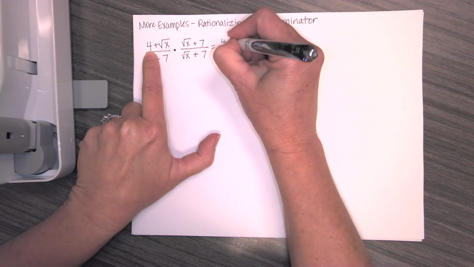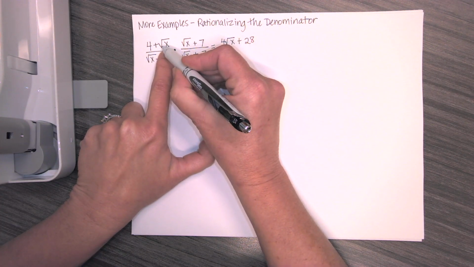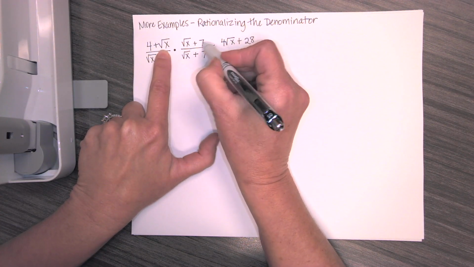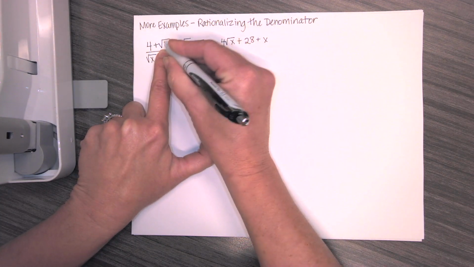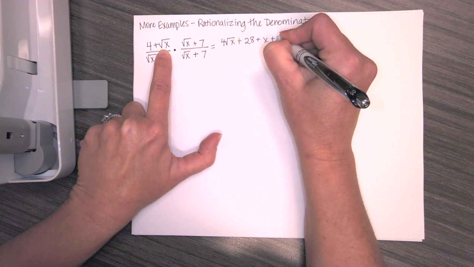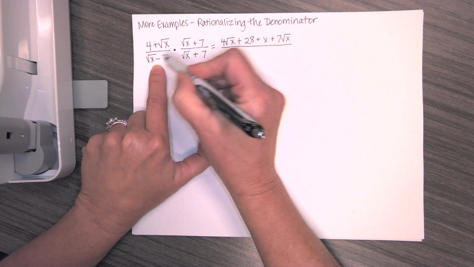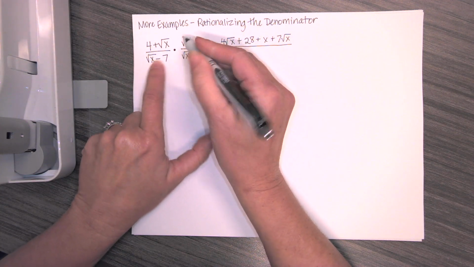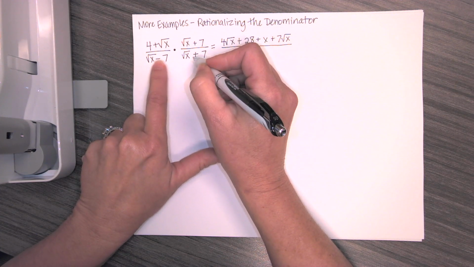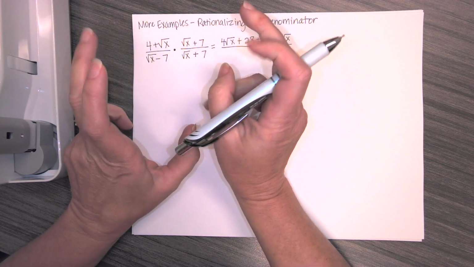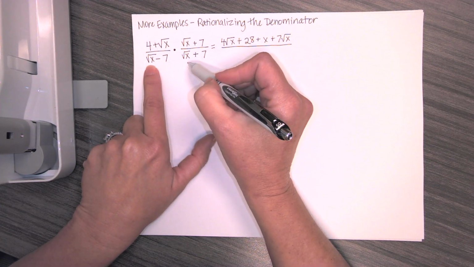That'll give us 4 square roots of x plus 28. And then we'll multiply the square root of x times the second binomial. So the square root of x times the square root of x is x. And the square root of x times 7 is 7 square roots of x. On the bottom, we can also do the distributive property here. Remember, when we multiply conjugates together, the outer and the inner terms of FOIL will cancel each other out, but we'll go ahead and work that out and show you where that happens.